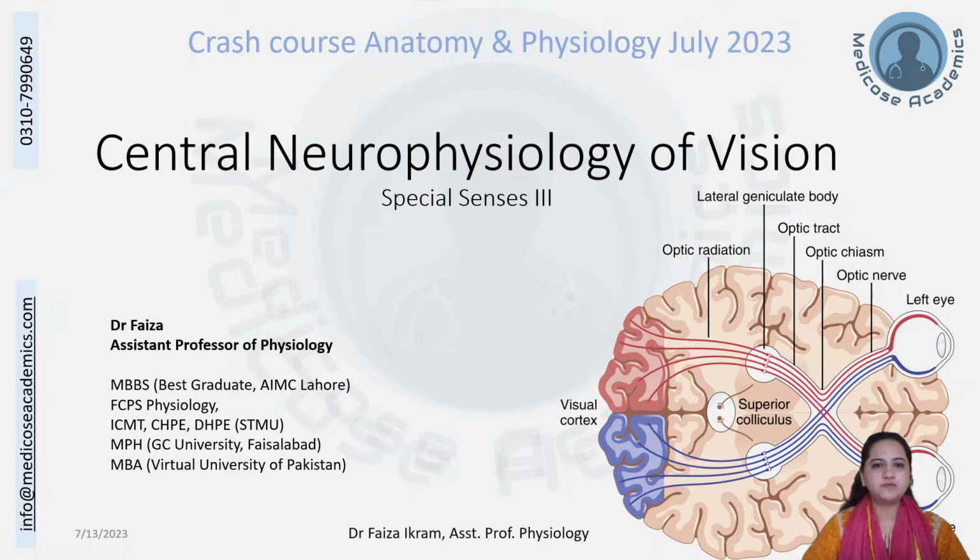Topic here today we have Central Neurophysiology of Vision. This is the last session on the physiology of optics. Till now we are done with the basic principles of optics, intraocular fluids, errors of refraction, and receptor and neural functions of the retina. Today we are going to move towards the central neurophysiology of the vision.